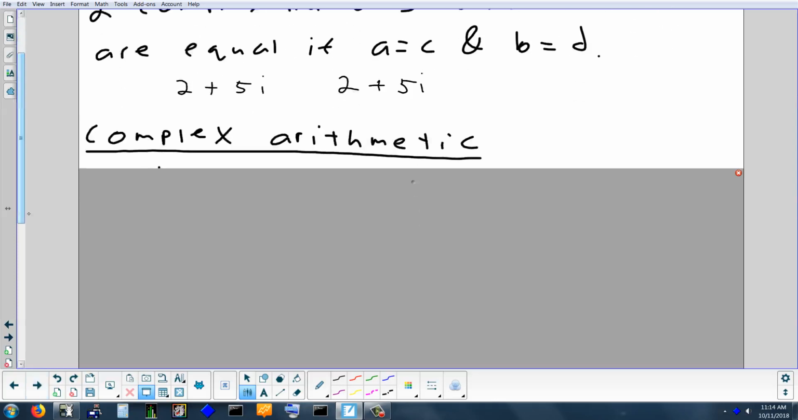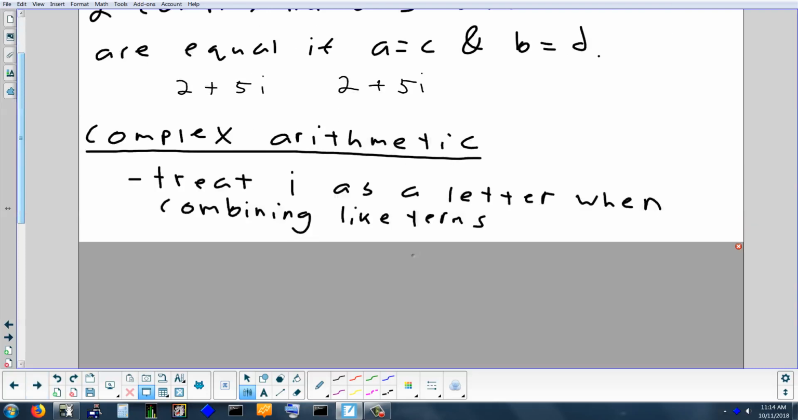All right, so when we're doing arithmetic, add, subtract, multiply, divide, you basically can treat i like a letter. Okay, in terms of like combining like terms. So like 2i plus 3i is just like doing 2x plus 3x. 2i plus 3i, 5i. 2x plus 3x, 5x. Okay, but I want you to remember, i is not a letter. You can treat it like a letter, it's not a letter.